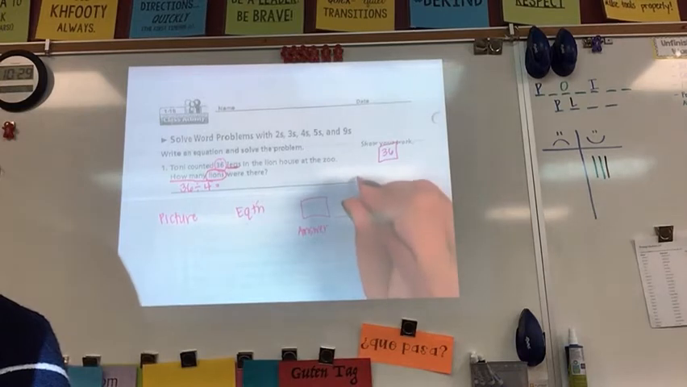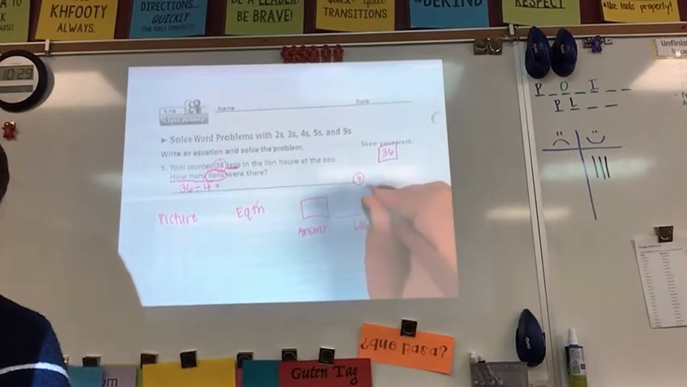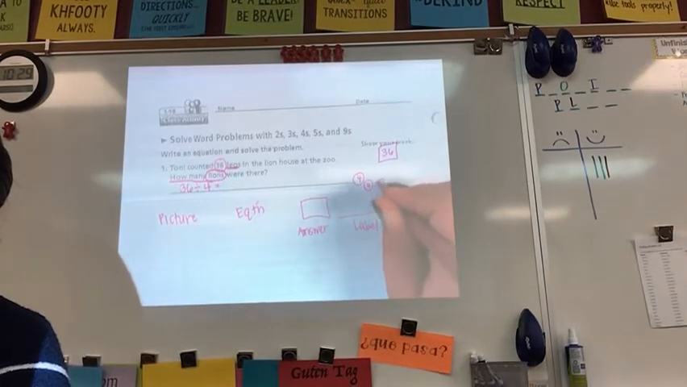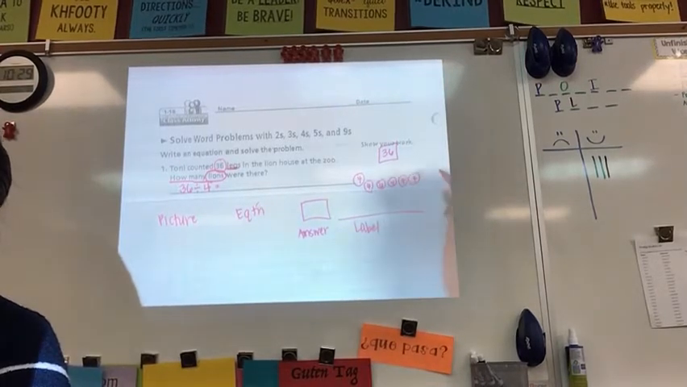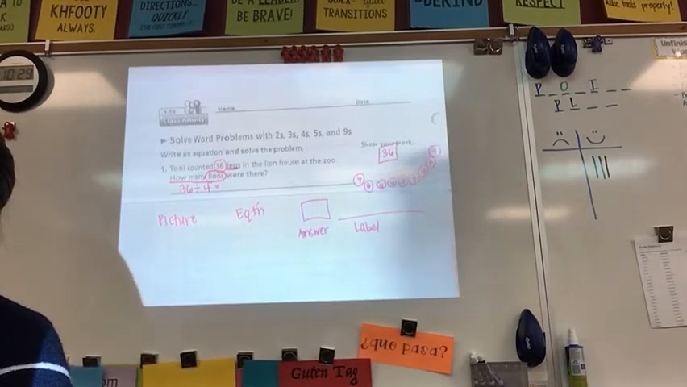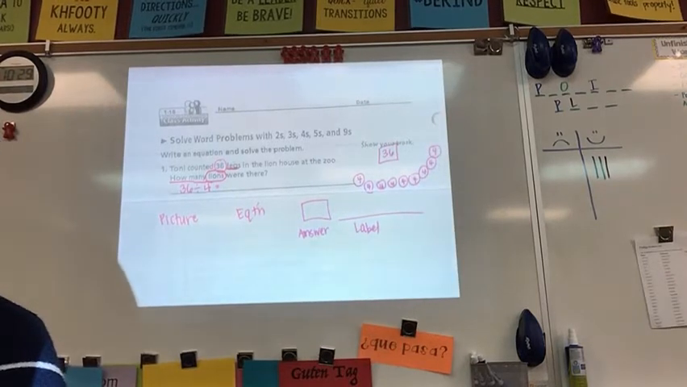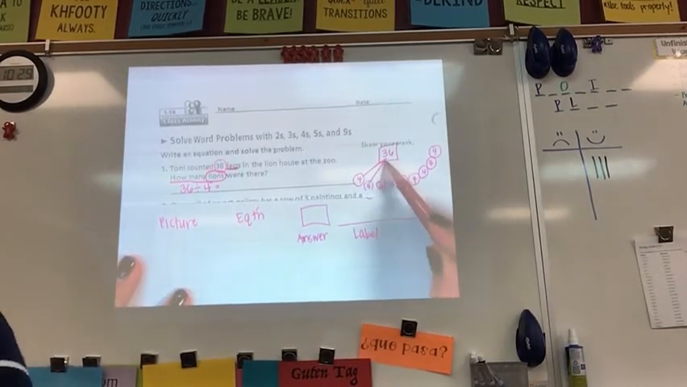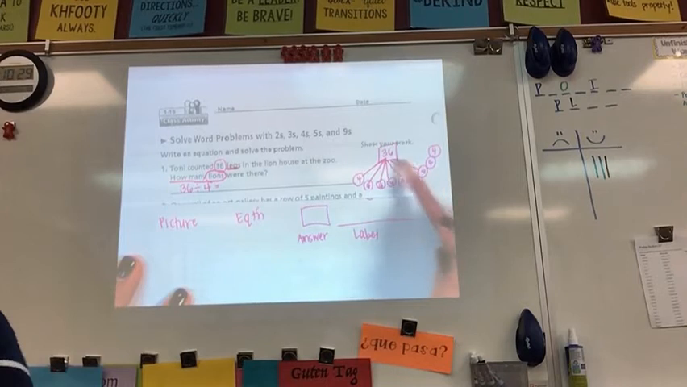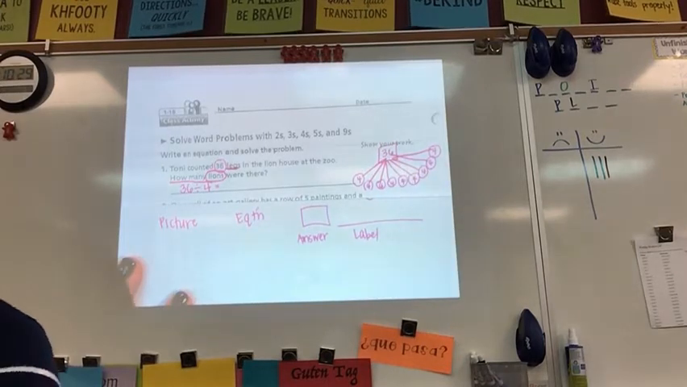So the first lion would have 4 legs. 4, 8, 12, 16, 20, 24, 28, 32, 36. Whew. Are we gonna pause? That's how I went about that. How many lions were there at the zoo?